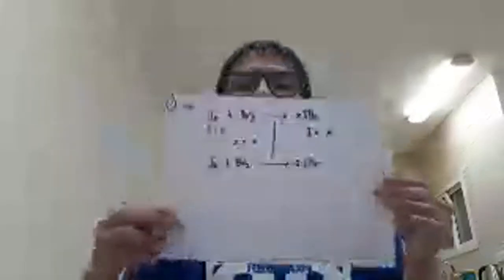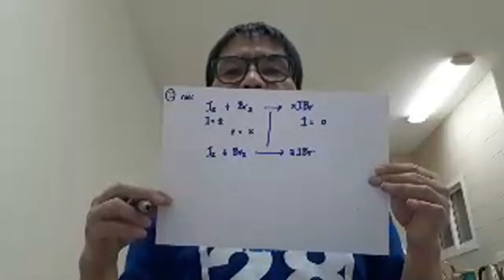So balance the chemical equation. I2 for iodine, I2, and then in the product nothing. So 2 is equal to X. So put 2 in the IBr like this. So I2 plus Br2 is equal to 2 IBr. I2 plus Br2 equals 2 IBr.